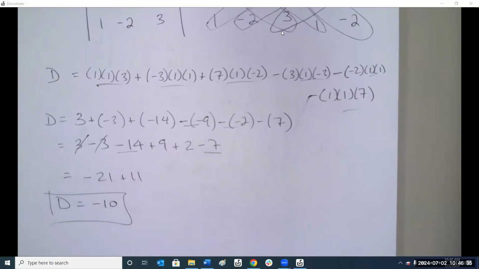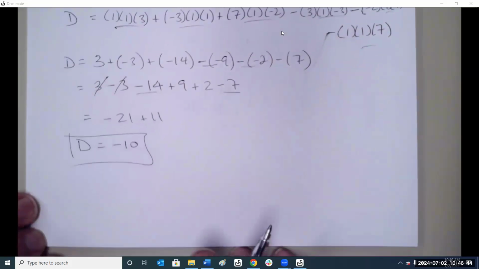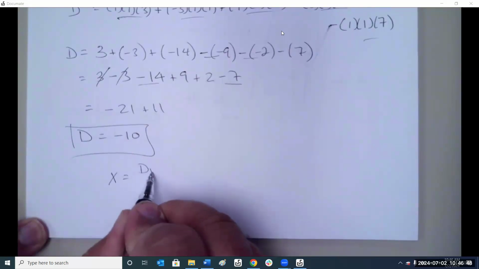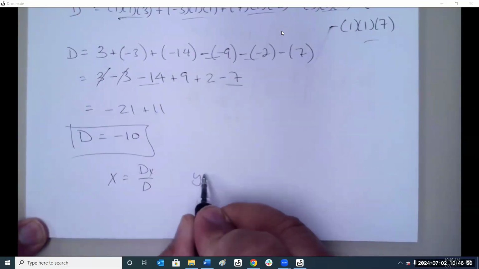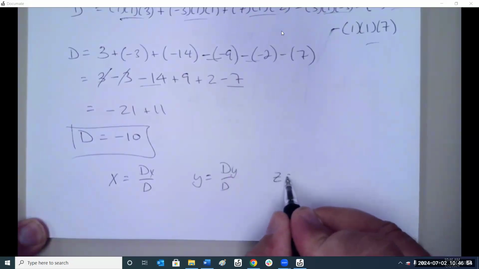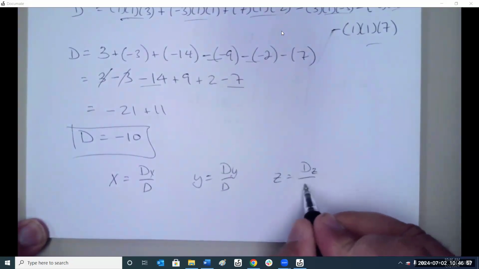Repeat the process now for the X, Y, and Z components with the answers going to those columns. Because your answers are still going to be X is equal to dx over D. Y is going to be dy over D. And Z is going to be dz over D.